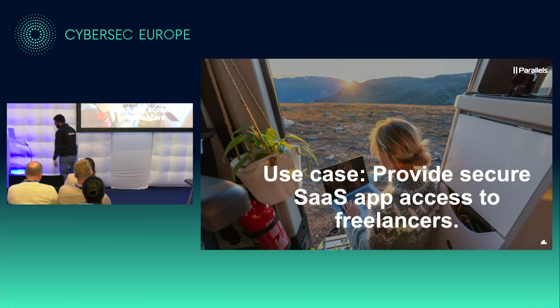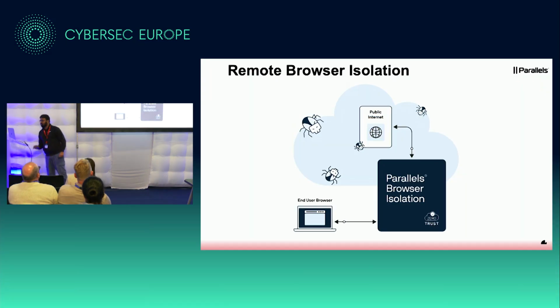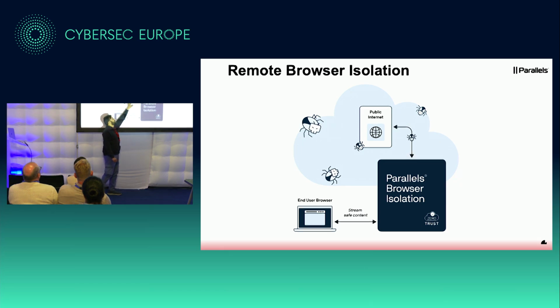For this demo, I will be using something called Parallels Browser Isolation, which is based on the remote browser isolation technique. Basically, you've got the public internet on the cloud, and you've got an end user device. It's a browser. Instead of browsing on your browser itself, you're just passing that request to the Parallels browser isolation. That's where the rendering happens. It's like you're browsing on a container. You're just streaming, just like you're streaming your Netflix movie. You're just streaming the screens. But the rendering happens on the cloud.